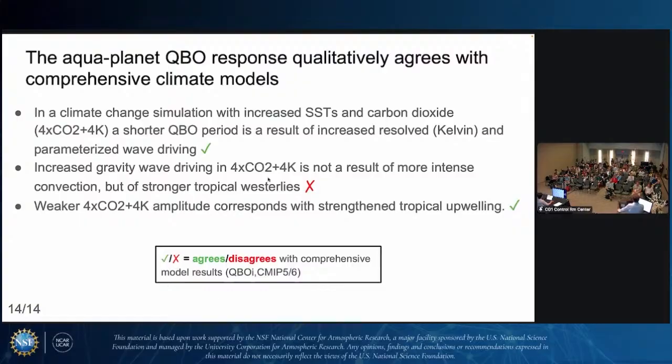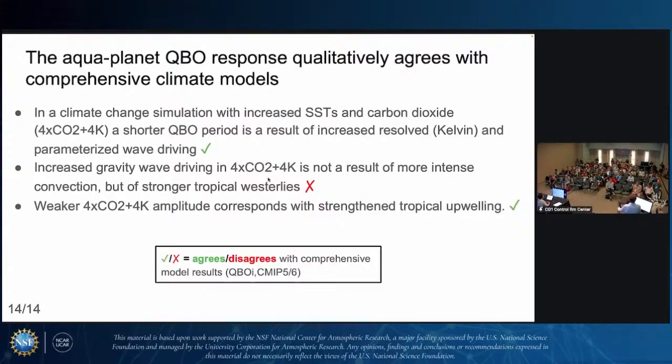Yeah, so actually in the aquaplanet simulation that I'm using, you prescribe sea surface temperature. So you're not including any of those teleconnections. So for example, you wouldn't get the QBO MJO teleconnection because there actually is no MJO in an aquaplanet. So really in this study, we're just examining the QBO response to CO2 without really considering any of those complex teleconnections.